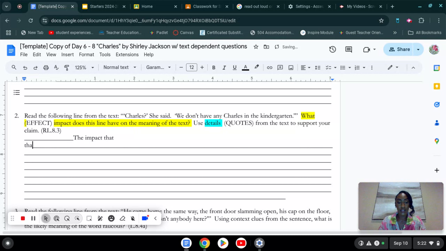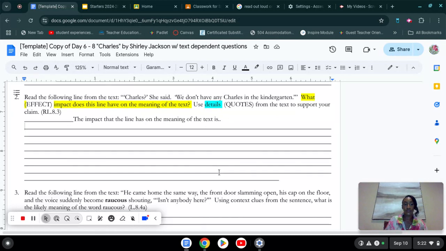that the line has on the meaning of the text is. And then I'll write my answer there. So notice I took part of that question and now it's my sentence stem. And so I'll write my answer and then provide quotes.